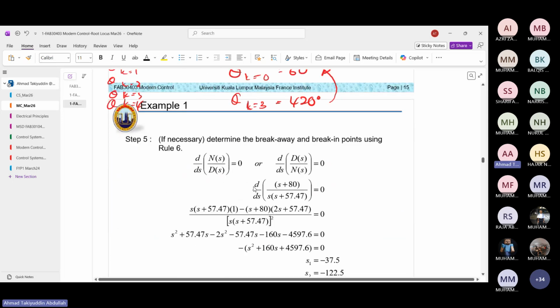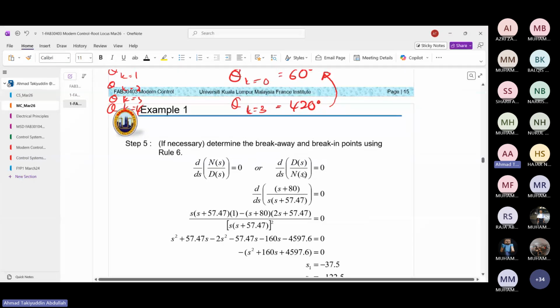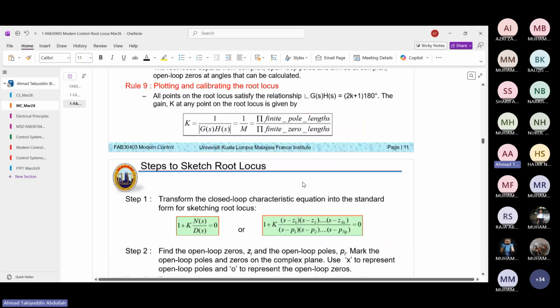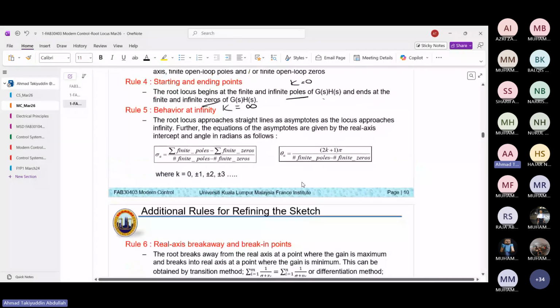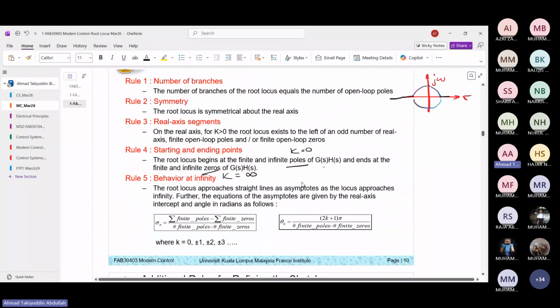Okay, we are going to have the other step, which will be the step where we determine the breakaway and break-in points. But before that, let's get back to the actual rules that we're supposed to have in general for us to come out with the plot.